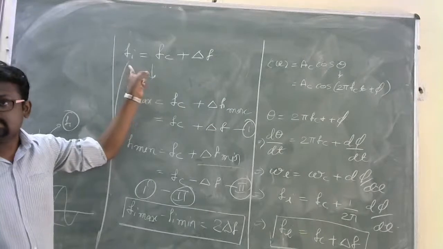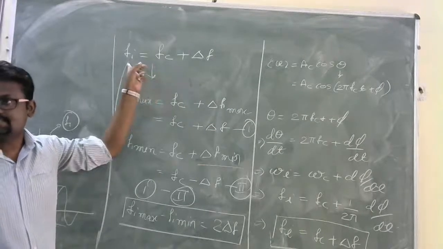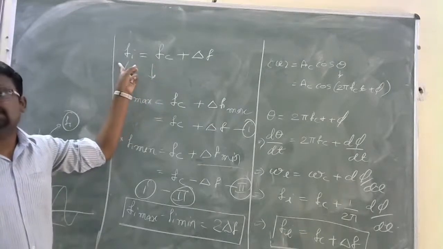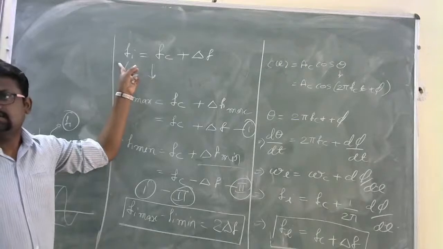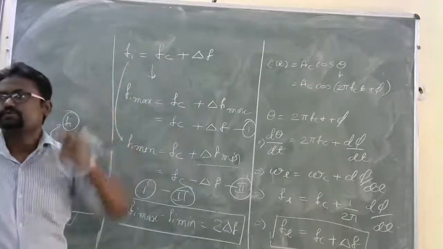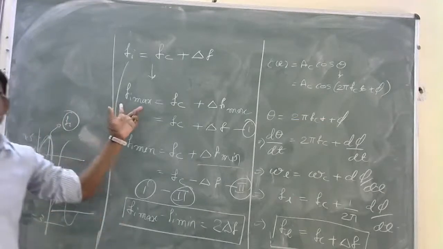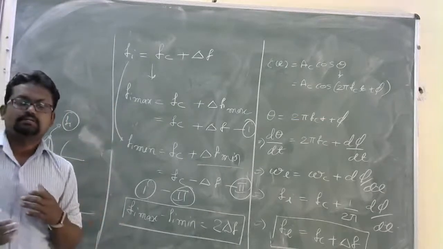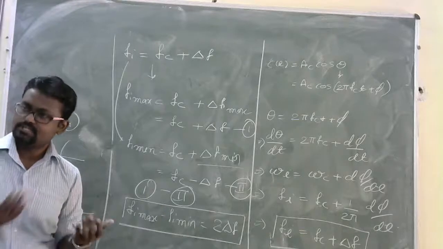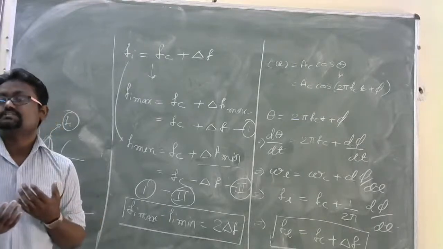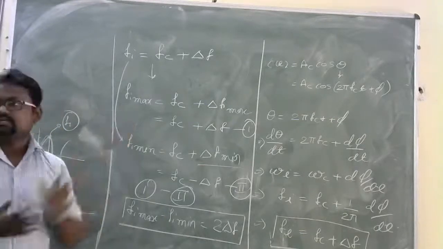समझ में आ रहा है? This one is 120, this one is 100. 120 is the maximum change. The maximum change in the carrier frequency due to the modulating signal is known as frequency deviation. Is it clear? Okay. Or what is the instantaneous frequency? How much the carrier frequency is changed because of the change in the modulating signal is known as instantaneous frequency.